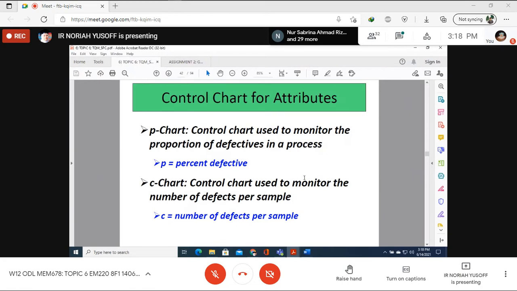So, for the attributes, it's actually the chart that used to monitor the proportion of defectives in a process. So, P is actually referring to the percent defectives. C chart, control chart used to monitor the number of defects per sample. Katalah you tak banyak sampel, you ada 1 atau 2 sampel saja. So, you may use C chart. Because C chart will help you, ataupun you ada cuma 1 sampel je. 1 iron rod saja, but you have several defects in iron rod, okay? And then you would like to monitor that. You can use the C chart. Okay?